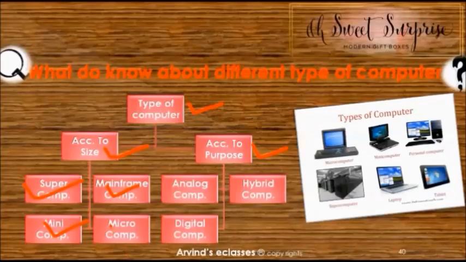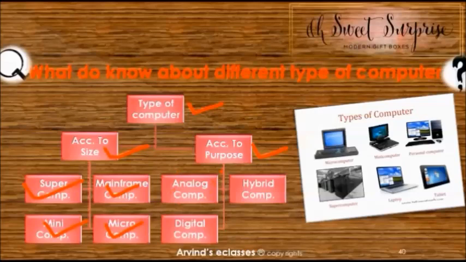And the fourth type of computer is called the microcomputer. In microcomputers we have 3 categories. First is palmtop computers, like your smartphones. Second, we have laptop computers that we always use. And third one is the desktop computer that we mostly use in offices.